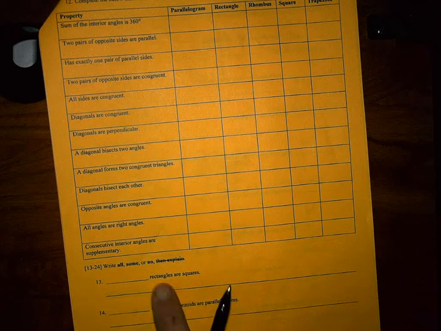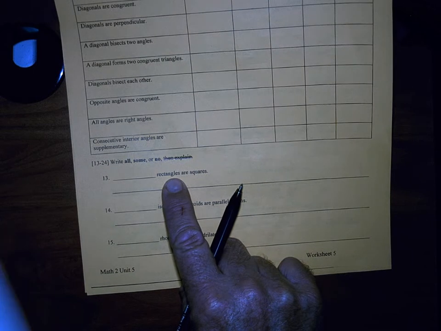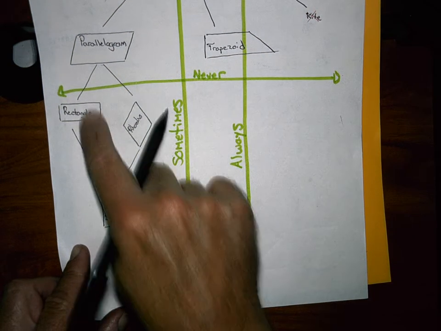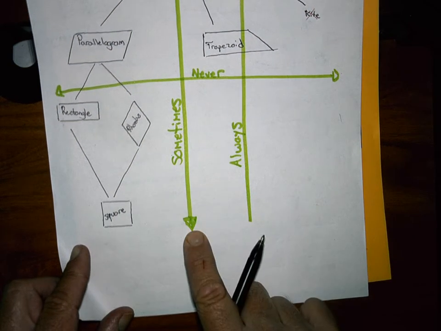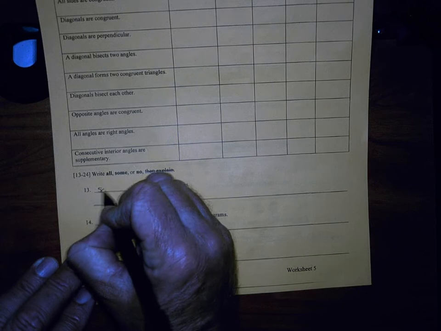So notice, rectangles are squares. So that means in number 13, we start at rectangles in our diagram, then we move to squares. Rectangles to squares. We're moving down the shape. There's my arrow pointing down, so the answer is sometimes in number 13. Okay, so that would be some.